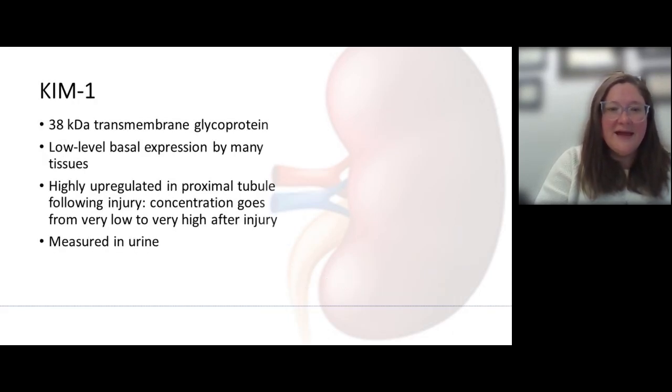The last biomarker we have is KIM1, again, a small protein. This is a transmembrane glycoprotein that is widely expressed, though at very low levels. However, following kidney injury, KIM1 is very highly upregulated and goes from a low or undetectable level to quite high following injury, and we do measure this in the urine.